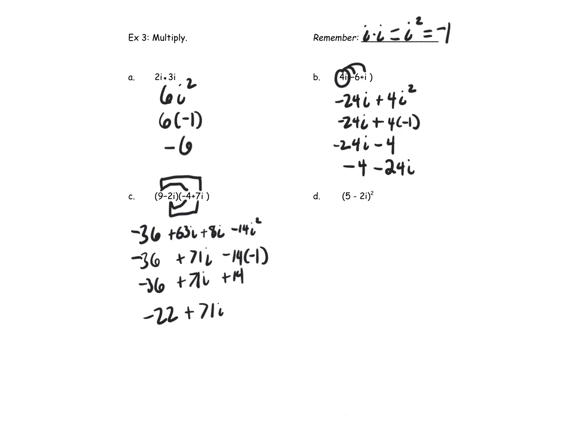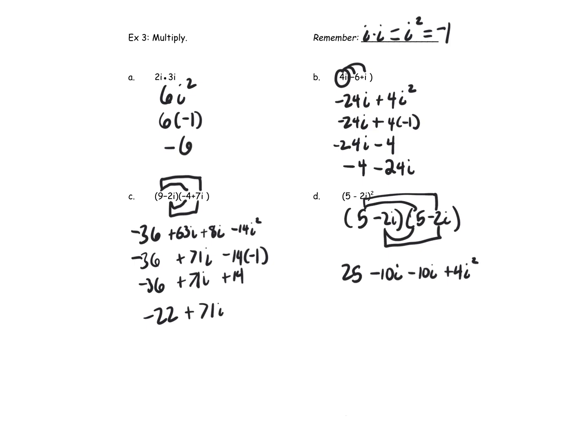And then the last example here, 5 minus 2i squared. Rewriting that, that's the same thing as 5 minus 2i times 5 minus 2i. So we multiply first terms together, then the outer two terms, then the inner two terms, then the last terms. So 5 times 5 is 25. 5 times negative 2i is negative 10i. Negative 2i times 5 is negative 10i. And then negative 2i times negative 2i is positive 4i squared. So simplifying this, we end up with negative 20i. 4 times i squared is the same thing as 4 times negative 1, so negative 4. 25 minus 4 is 21, minus 20i. And that's my final answer.